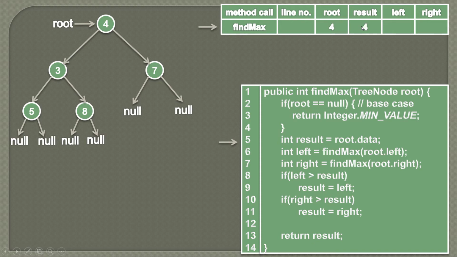Moving ahead. So now we'll traverse to the left of this binary tree in order to find the maximum value of the left subtree. We are simply again calling the findMax method, but this time we are passing in root.left. So root is pointing to 4 and its left is pointing to 3. So 3 will be our new node.